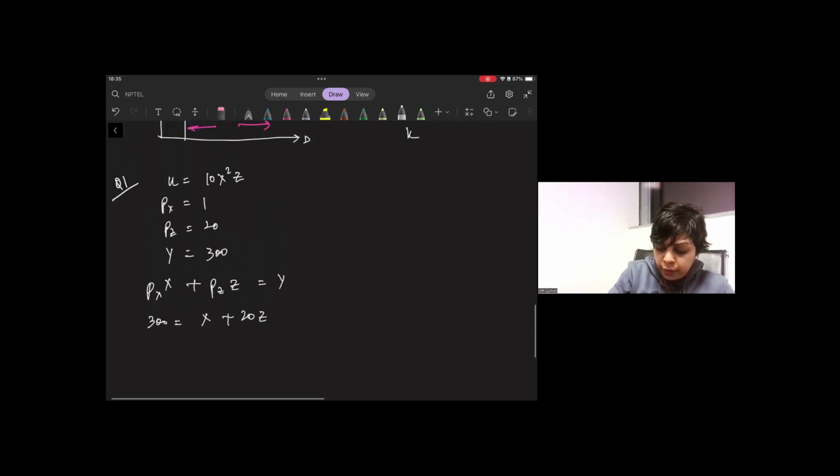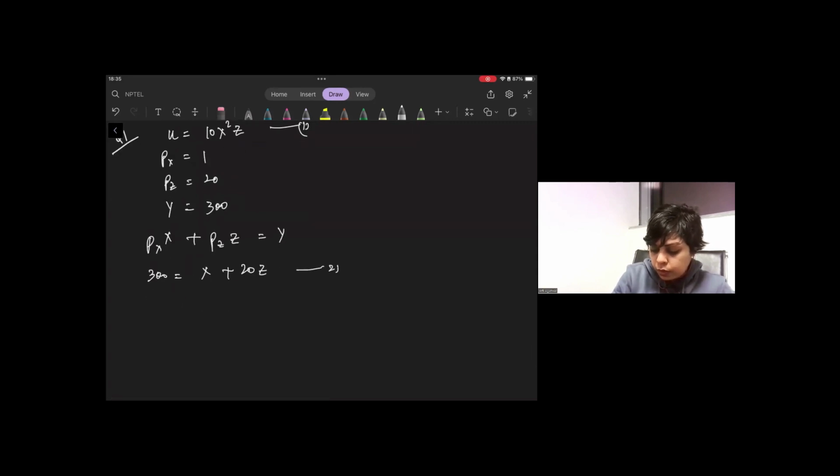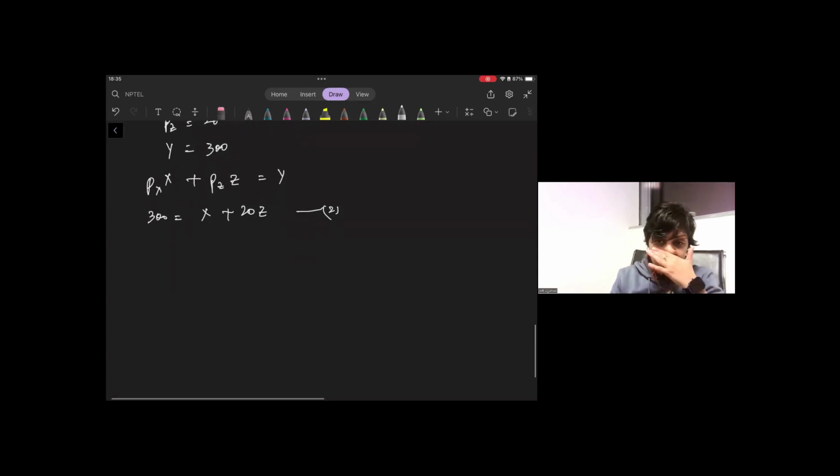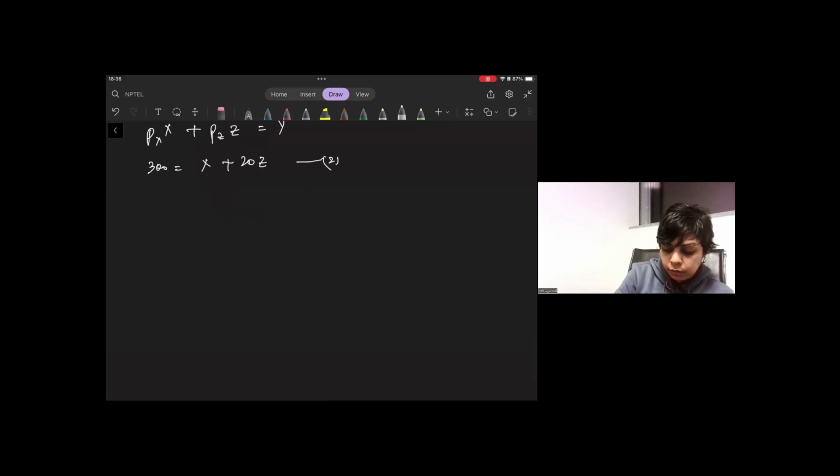So now you already had one equation for the utility function. Now you have a second equation for the budget constraint. And we just discussed that at the optimal bundle, both these equations are simultaneously true.